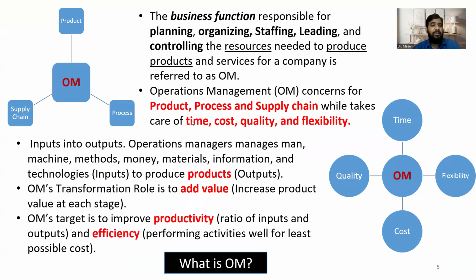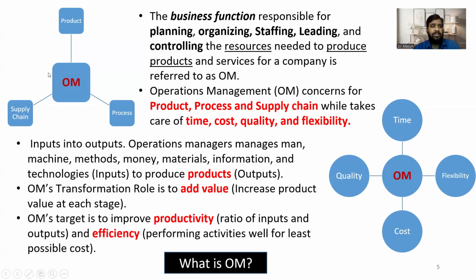And now you can check the definition here. The business function responsible for planning, organizing, staffing, leading, and controlling the resources needed to produce products and services for a company is referred to as operations management. Is the definition clear? We have tried to give you the definition with an example.